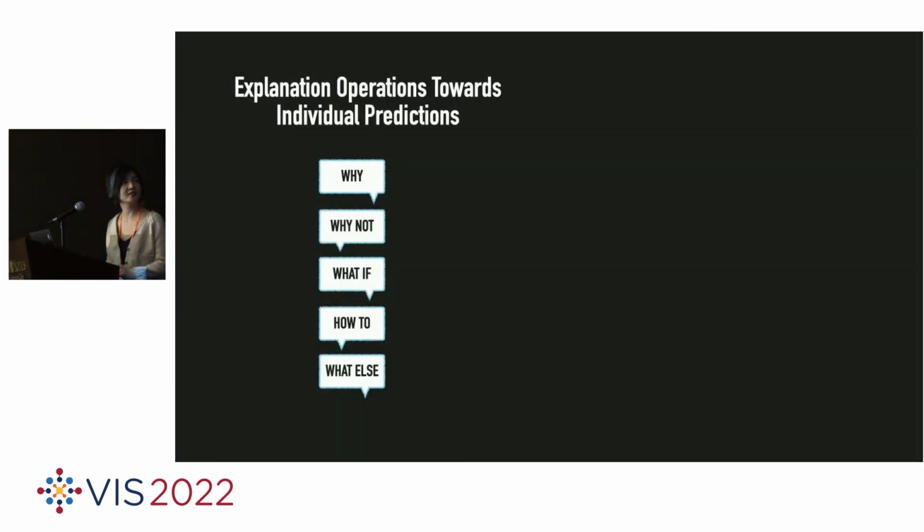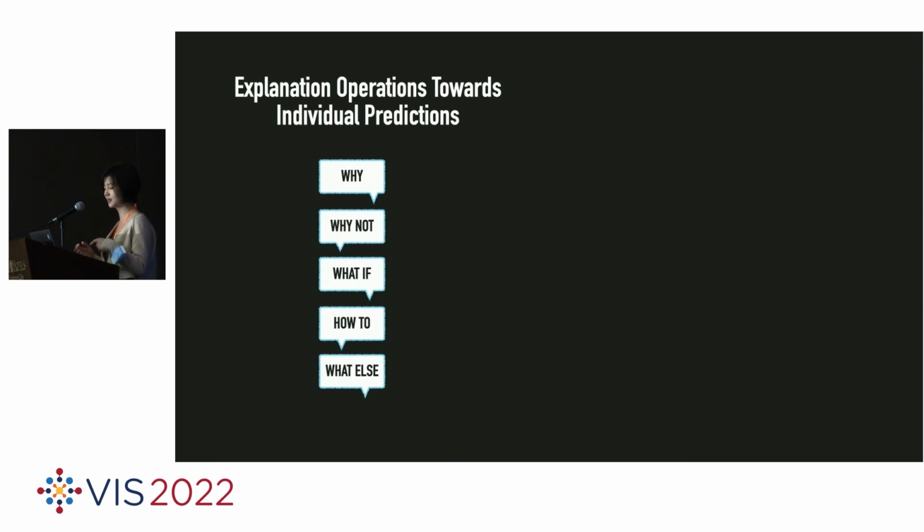Yeah, I think when we choose the task, from a user-centric XAI perspective, we basically identify 5 types of explanation operations that users usually conduct towards individual predictions. So, for example, why, why not, what if, how to, and what else.